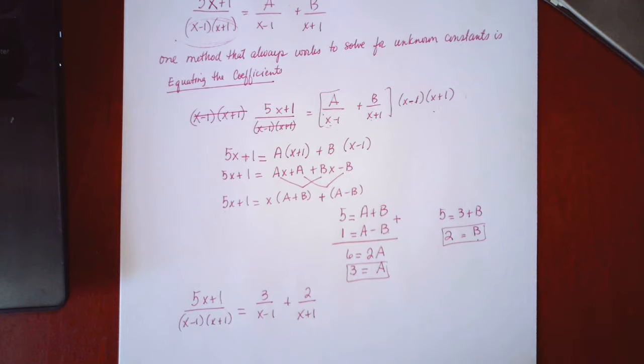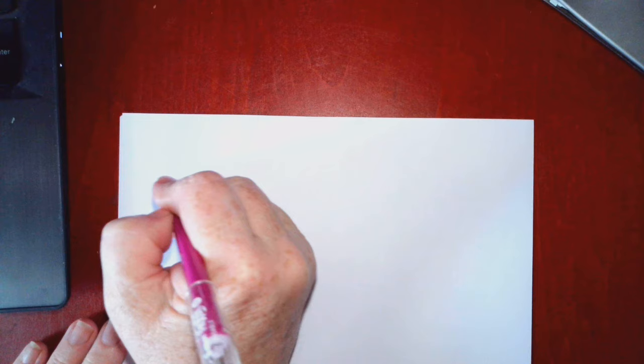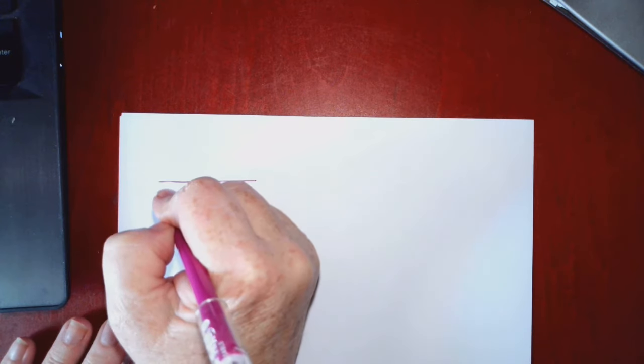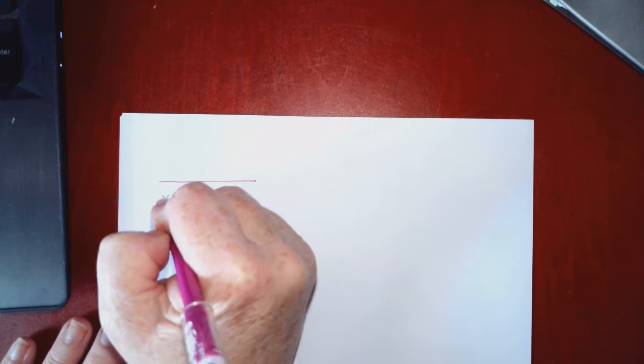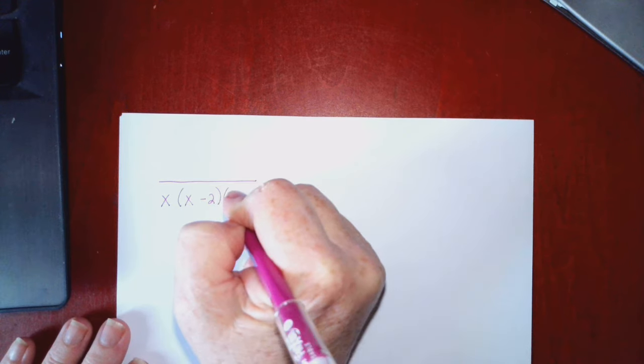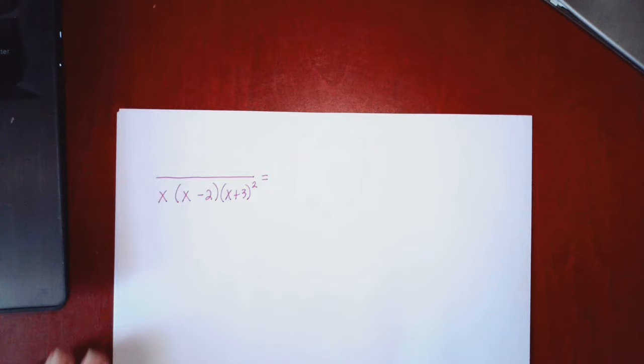Okay, so before we do some more examples where we actually want to show you some, let's just say we had a fraction where the denominator factored into x times x minus 2 times x plus 3 squared.